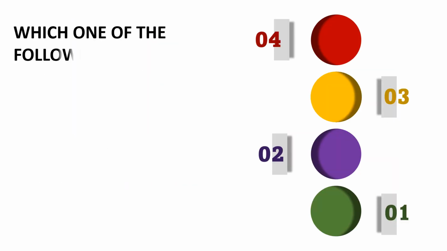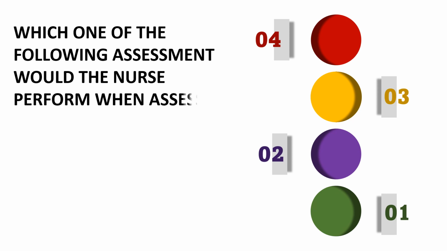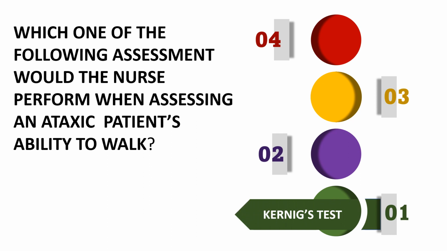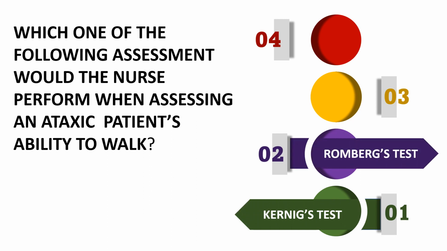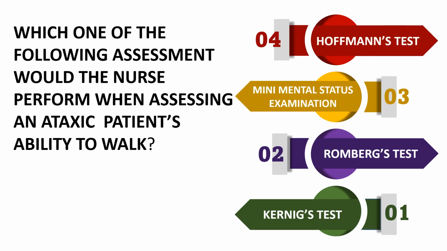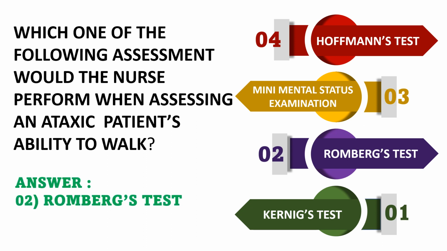Question number 9. Which one of the following assessments would the nurse perform when assessing an ataxic patient's ability to walk? The options are: first, Kernig's test; option 2, Romberg's test; option 3, mini mental status examination; and option 4, Hoffman's test. And the correct answer is option 2, Romberg's test.